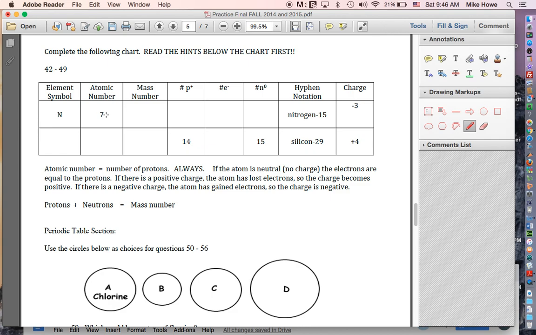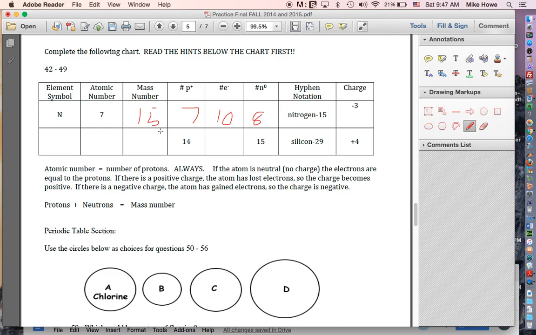All right, so atomic number 7, that tells us the mass is 15 over there in the hyphen notation, so that's 15. The number of protons would be 7, because the atomic number equals protons. Number of electrons here, there is a charge. It's negative. So have you lost or gained electrons? So you've gained. So if you had 7 normally and you gained 3 more, you'd have 10. Protons plus neutrons equals mass, so 7 plus something equals 15. So the something has to be 8.